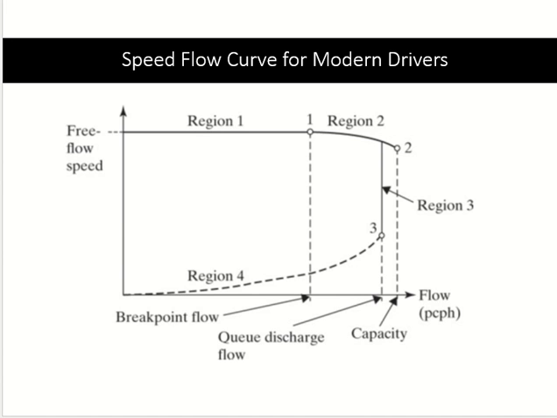So now we know 5 important terms. We know capacity, which is maximum flow. We know jam density, which is maximum density. We know free flow speed, which is maximum speed. We know critical density, which is the density when you reach capacity. And we know critical speed, which is again the speed when you reach capacity. Clear?